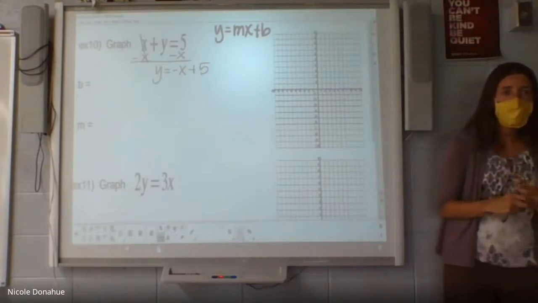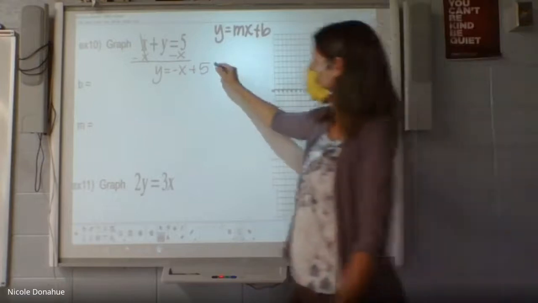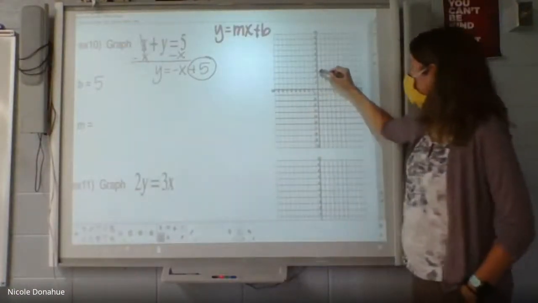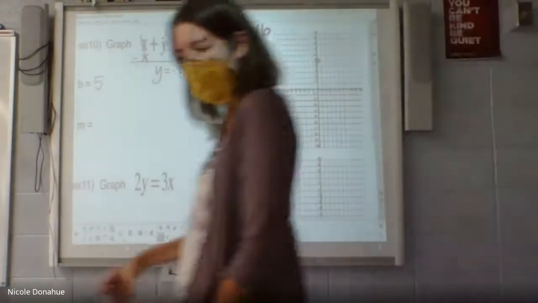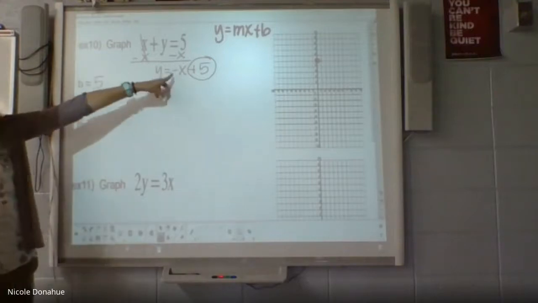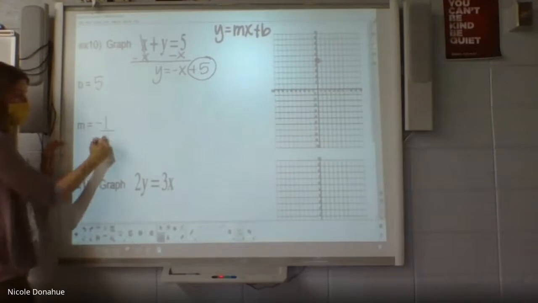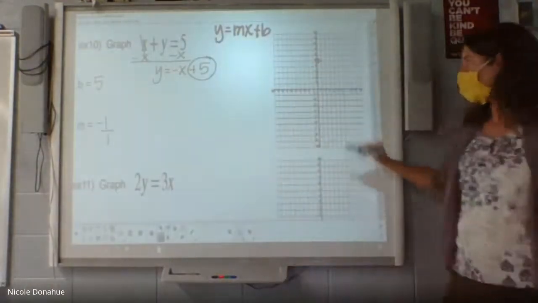So what's my b in this case? The b is 5. That's my beginning point, is 5. These are nice numbers. And then once you have that, what's my slope? Negative 1. There's a negative in front of my x, so it's really like a negative 1 is my slope. So again, negative 1 over 1. So from this spot, I'm just going to go down 1 over 1.